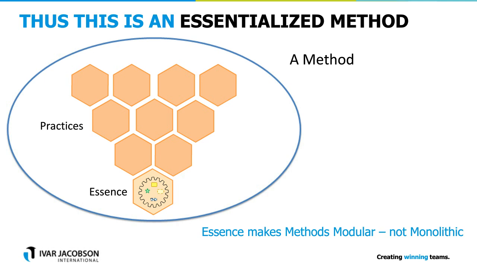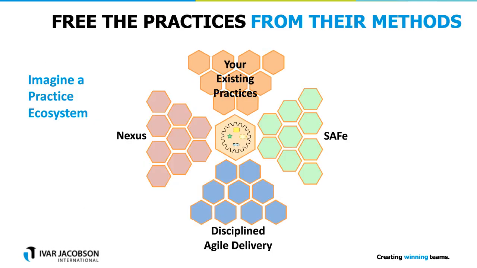So imagine now you have a practice library or an ecosystem. You have freed the practices from their methods because, for instance, SAFe, to the right here, is a set of practices. Disciplined Agile Delivery is a set of practices. Nexus is a set of practices. And you have your own existing practices. You have a library of practices like that. They are all described using Essence.